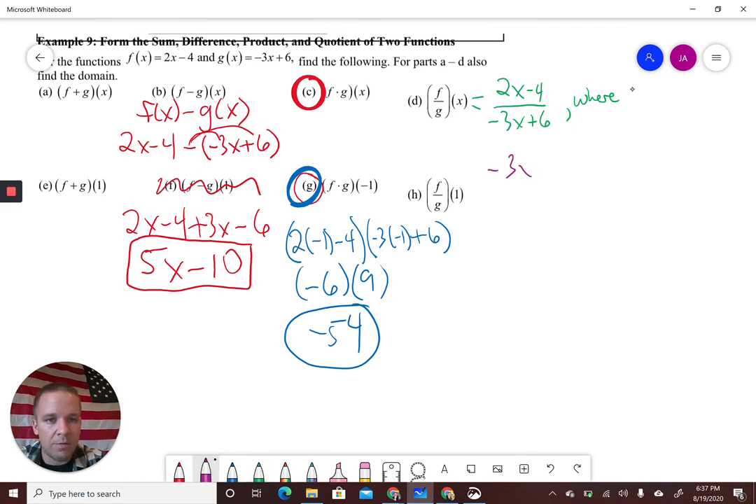Negative 3x plus 6 is equal to 0. So I'm going to have negative 3x equals negative 6, and I'm going to have x is equal to positive 2. So it can't equal 2, otherwise I'll be dividing by 0. Some of you might have just seen that and done the math right away. I like to show some work sometimes.